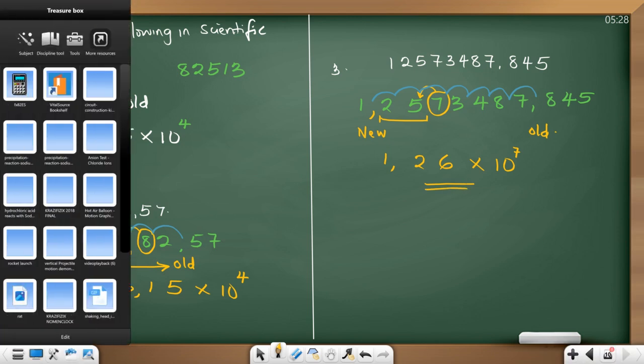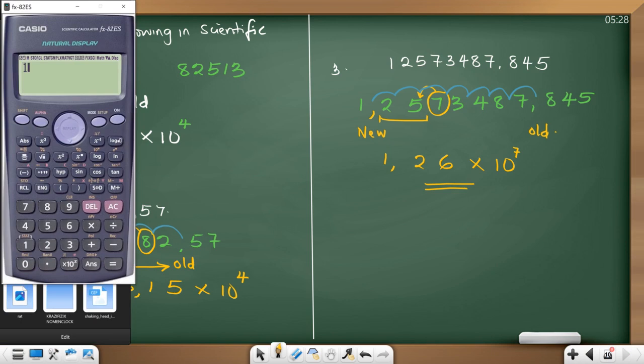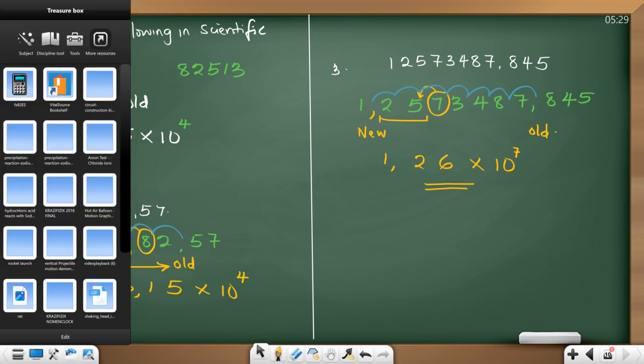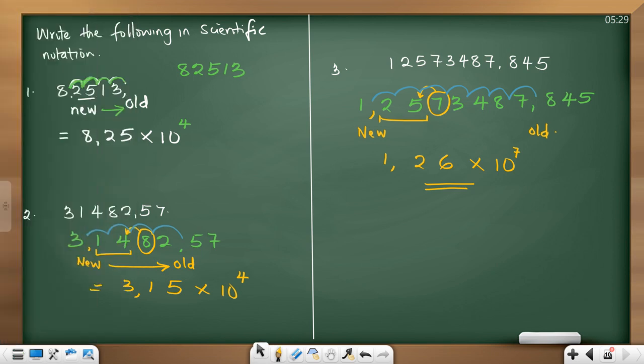Let's check again. My little geniuses. Let's see. 1, 2, 5, 7, 3, 4, 8, 7, 8, 4, 5. Okay. Don't worry about the steps that I'm doing. I'm just going to show you the answer: 1,26 times 10 to the power 7. You are such geniuses. Okay, I hope this little process has really helped you on decimals.